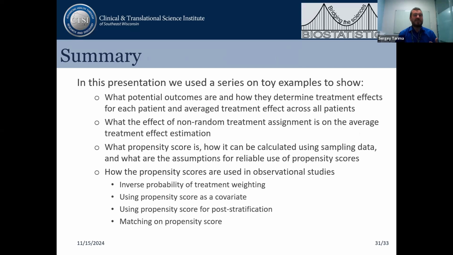Okay, I'm reaching the end of my presentation. Here we have a brief summary of what we discussed. We discussed what potential outcomes are and how we determine treatment effects, average treatment effects. We talked about randomized clinical trials. We talked about observational studies and how propensity scores can be used to adjust for imbalances associated with confounding variables. And in the end, we discussed 4 possibilities for how propensity scores can be used to adjust for the effect of confounding variables.